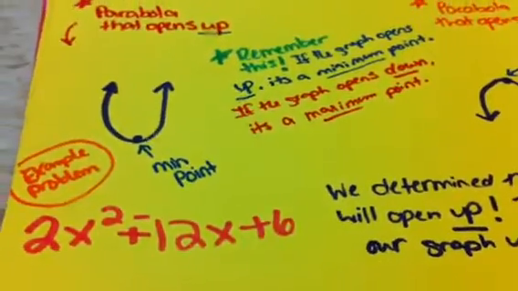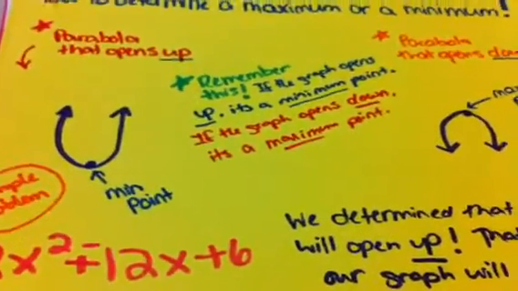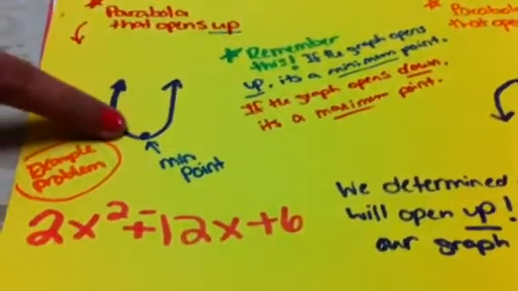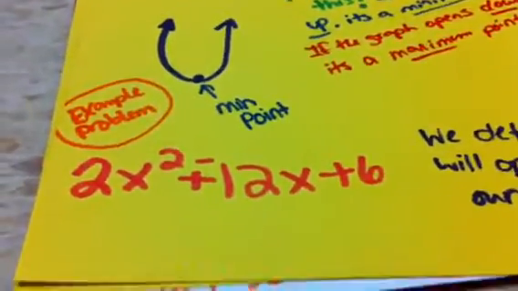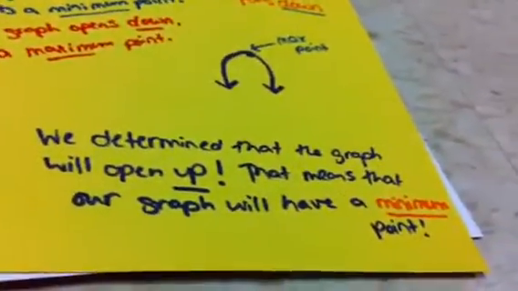How to determine a maximum or minimum? A parabola that opens up will have a minimum point. A parabola that opens down will have a maximum point. We determined that the graph will open up. That means that our graph will have a minimum point.